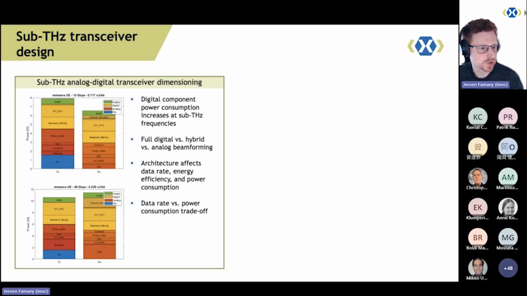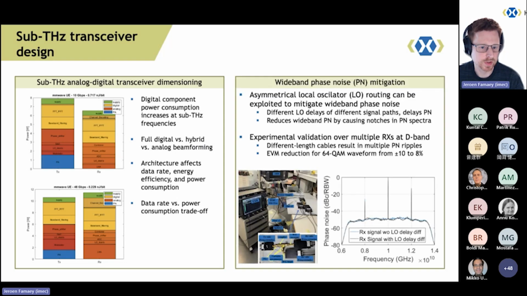And this showed that actually you can achieve a much lower power consumption if the data rate can be limited, which is for many use cases the case, because, for example, 10 gigabits per second would be enough for many use cases, which consumes much less power than a transceiver architecture dimensioned for 48 gigabits per second, as shown in these two example figures.